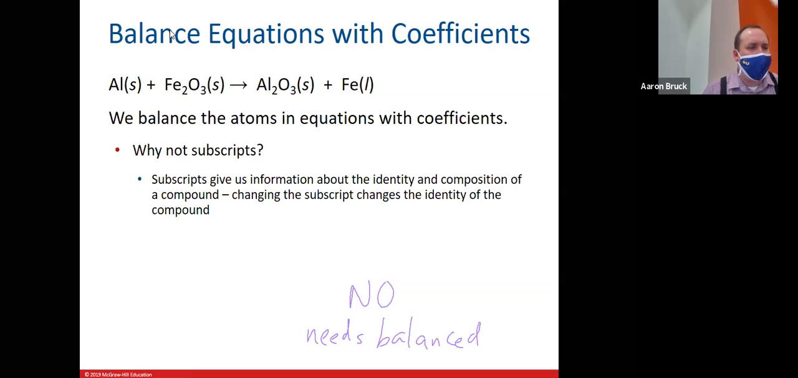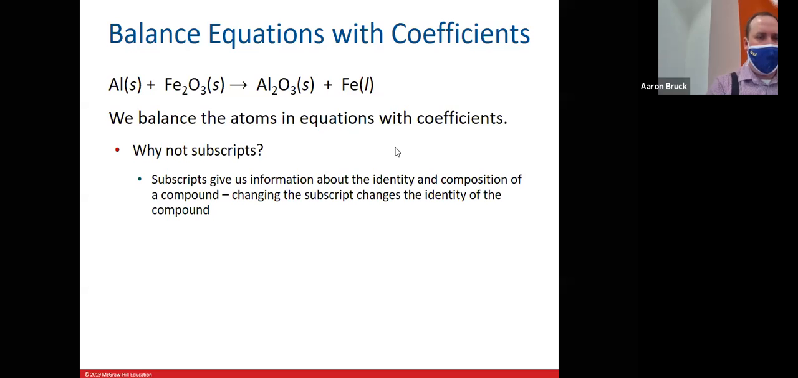We balance our equations using coefficients. That is, numbers on the outside of the chemical formula in this space here. Why coefficients? Why not subscripts? Why can't I just do something like this? I need 2 aluminums here. I'm just going to put a 2 there. I need 2 irons here. I'm just going to put a 2 there. Why can't I do that?